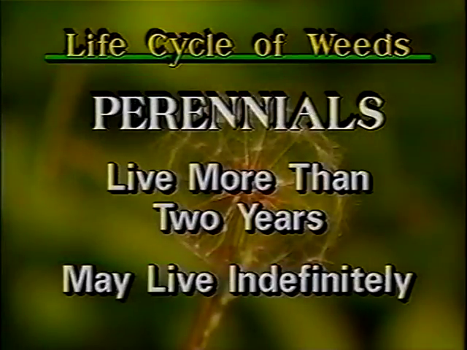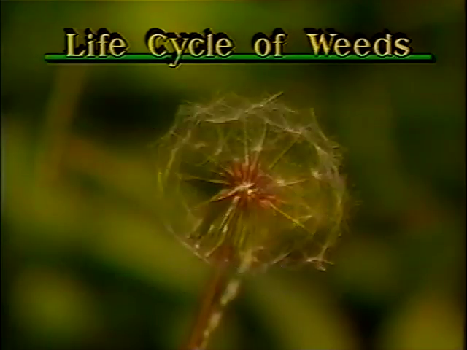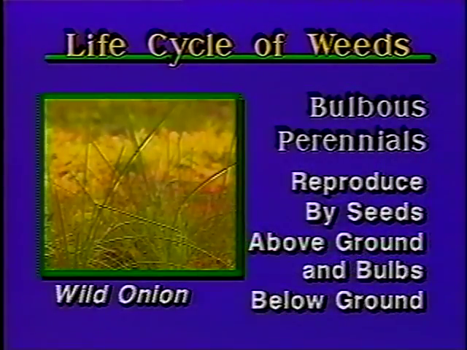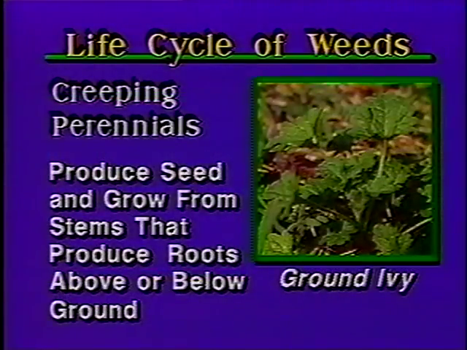Perennials are plants which live more than 2 years and may live indefinitely. Simple perennials, like the dandelion, normally reproduce by seed, but any root pieces left in the ground can produce new plants. Bulbous perennials, like wild garlic or wild onion, reproduce by seeds above ground and bulbs below ground. Creeping perennials, like ground ivy, produce seed, but also grow from stems which produce roots either above or below the ground.